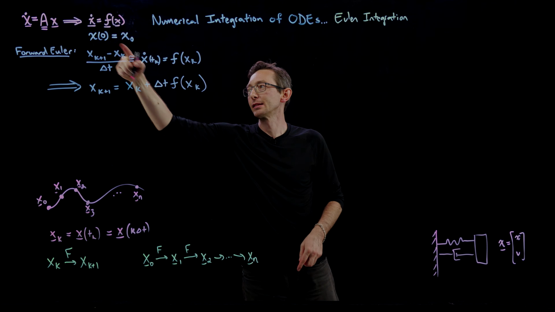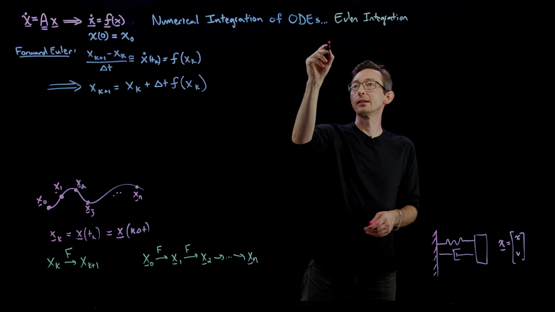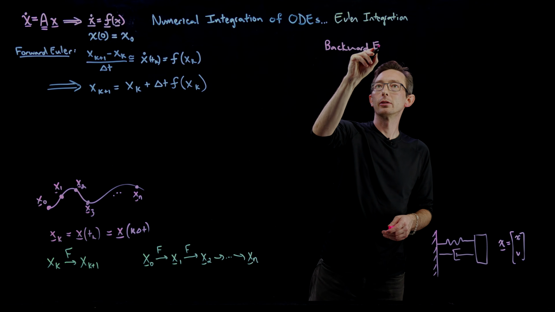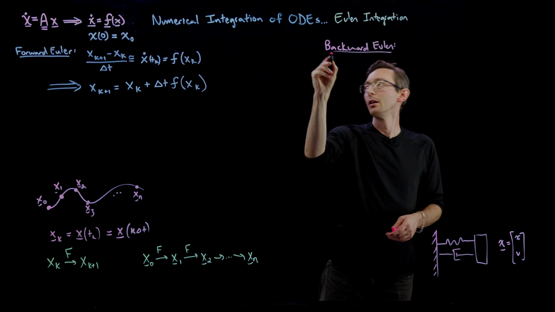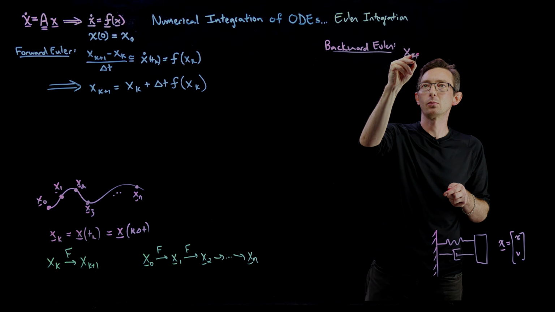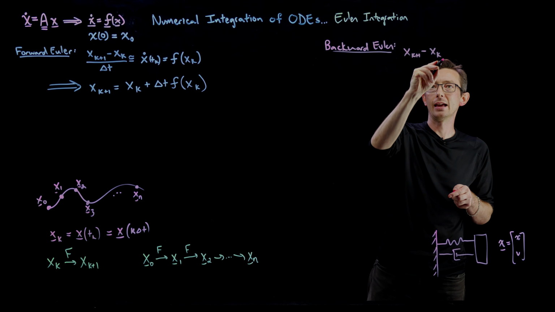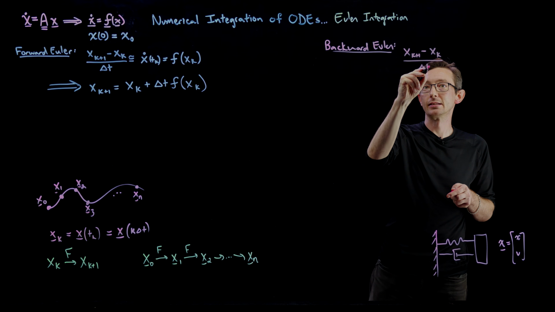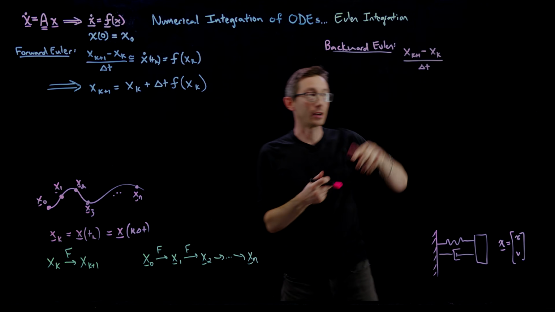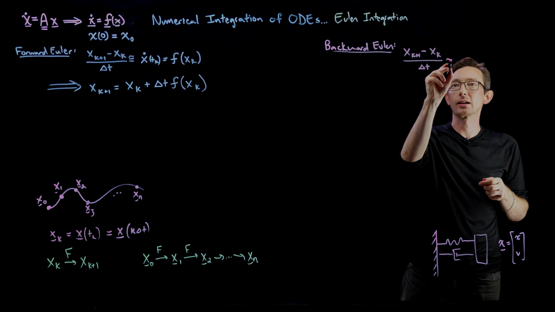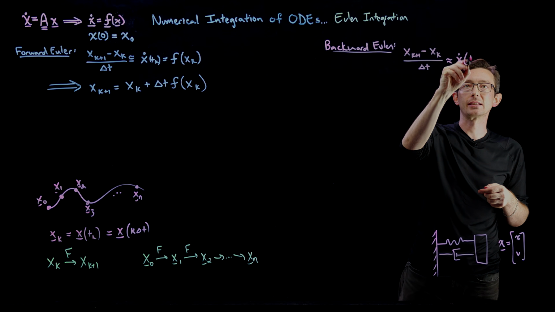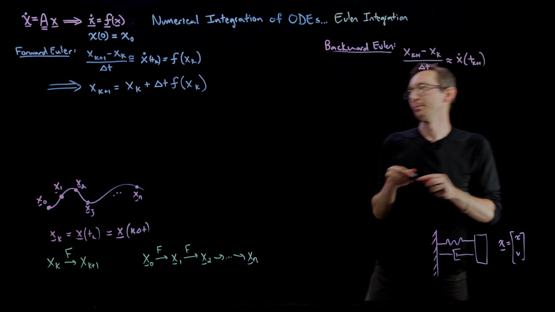So I'm actually going to write it the same way. This is backward Euler. And for backward Euler, I'm going to write it the same way, where I have xk plus 1 minus xk divided by delta t. This is the backwards difference approximation of my derivative. This is approximately equal to my derivative x dot at k plus 1, at time step tk plus 1.